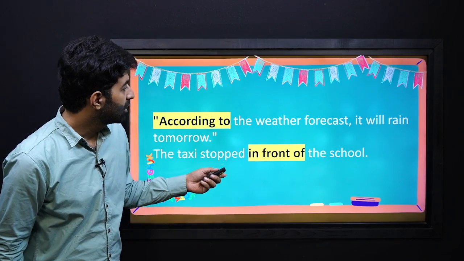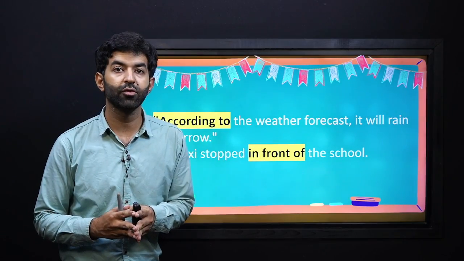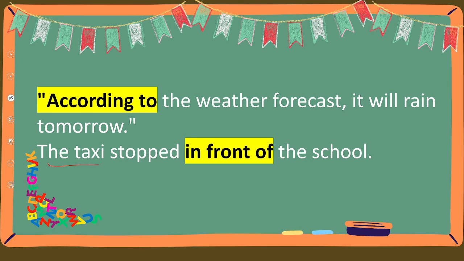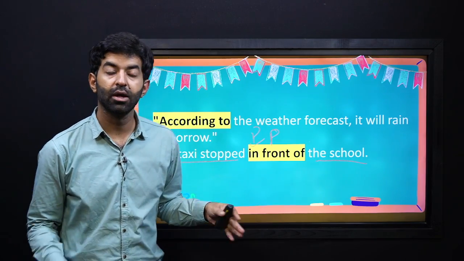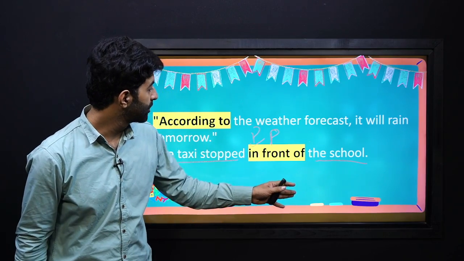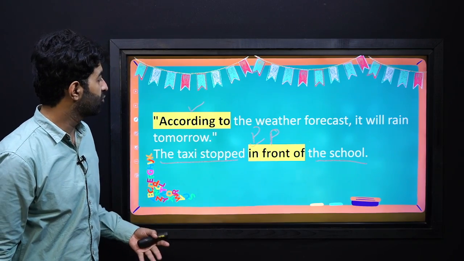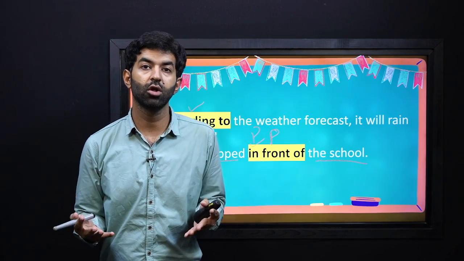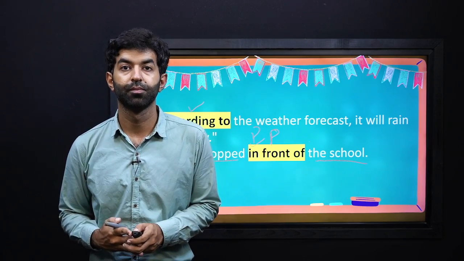All right. Now, we can see an example of three prepositions coming together. For example, "The taxi stopped in front of the school." In is a preposition, front and of. This is telling us the place. Where did the taxi stop? In front of the school. And in the first example, "According to the weather forecast, it will rain tomorrow." So "according to" is also two prepositions coming together, and they are working together to serve the purpose.